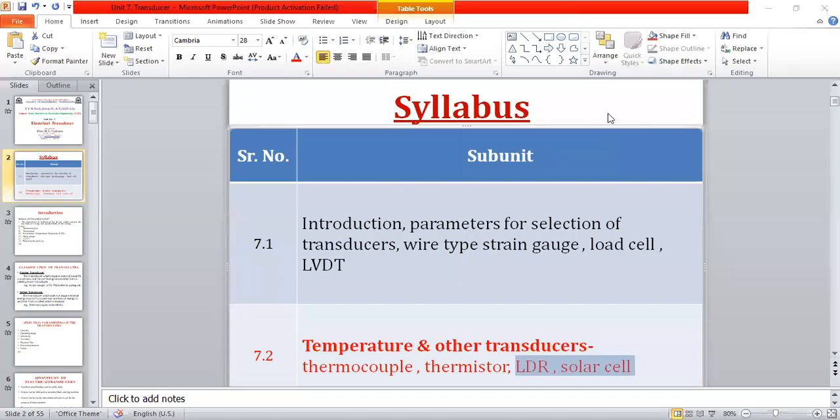So we have already completed LVDT, strain gauge, load cell, thermocouple, and thermistor. Now LDR and solar cell. All of you know that one, solar cell, PV cell, photovoltaic cell. We are going to call that one.